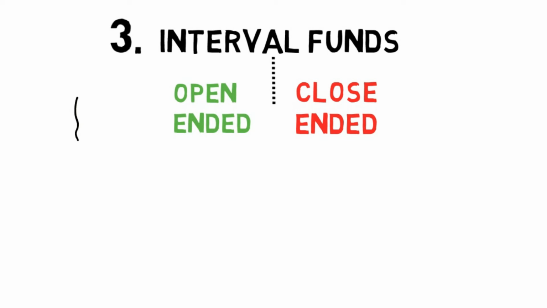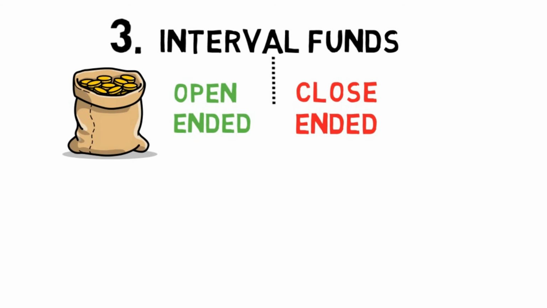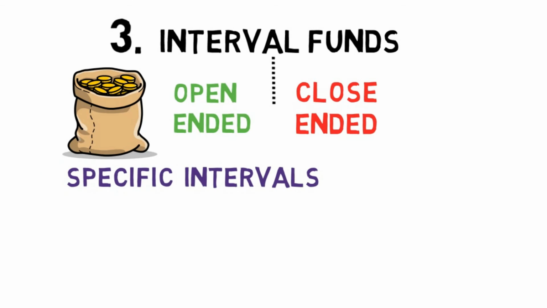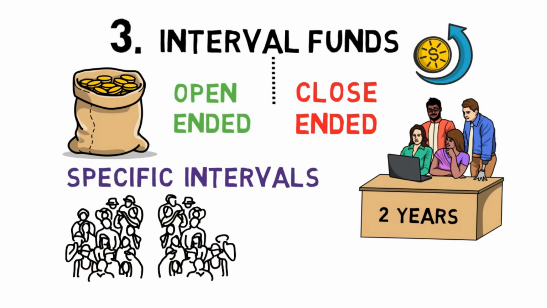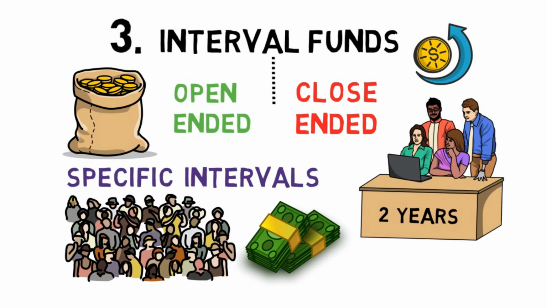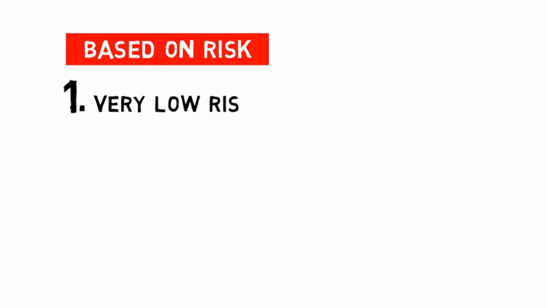Number 3, interval funds. Interval funds have traits of both open-ended and closed-ended funds. These funds are open for purchase or redemption only during specific intervals decided by the fund house, and also no transactions will be permitted for at least 2 years. These funds are suitable for investors looking to save a lump sum amount for a short-term financial goal, say 3 to 12 months. Based on risk, number 1, very low risk funds.